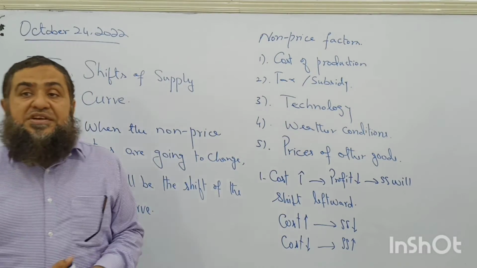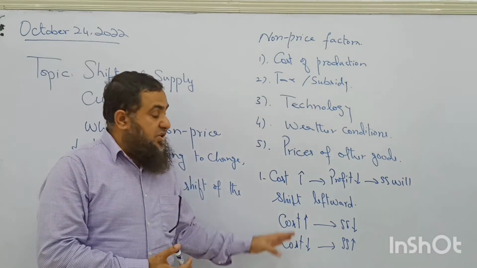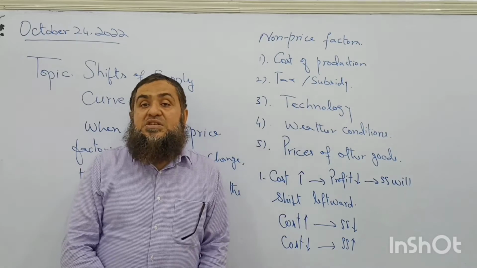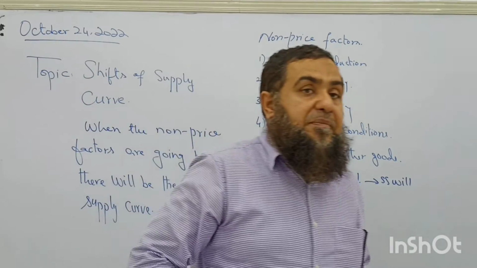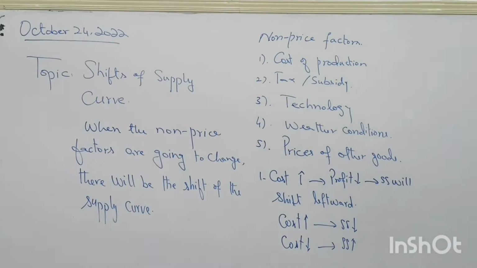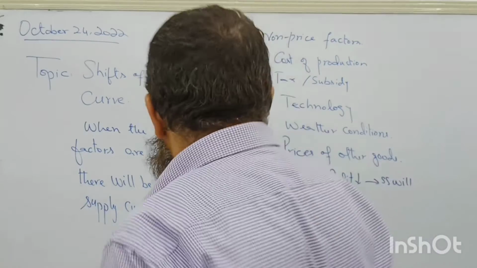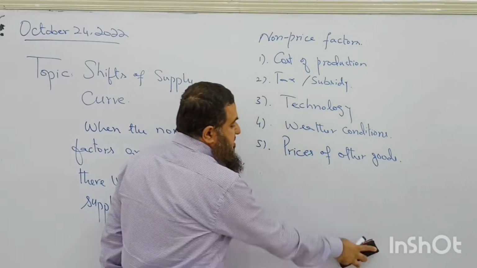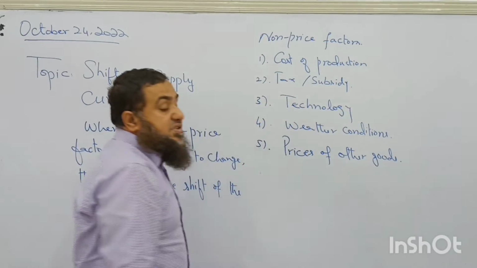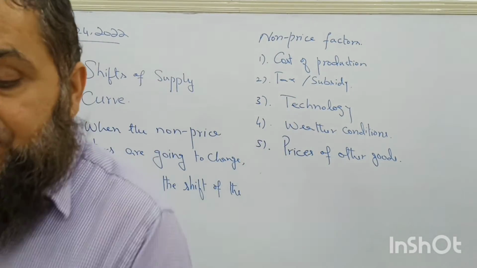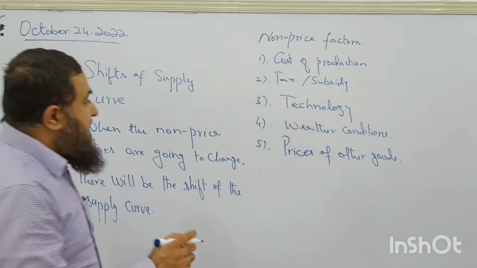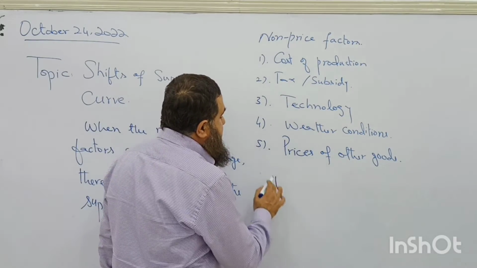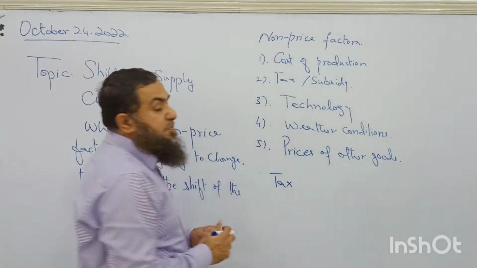And when cost increases, there is going to be a decrease in supply of output produced by the producers. Followed my point or not? Now come towards tax. What happens when the government imposes a tax on the production of a good, which is a demerit good? So the government has imposed a tax on the production. It is a production tax.